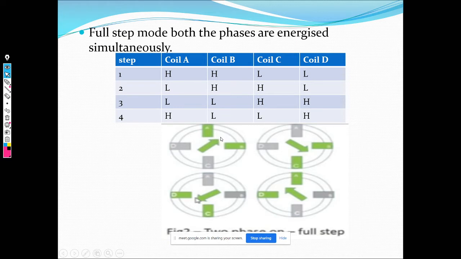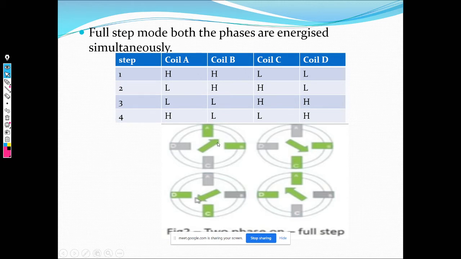Let us assume that initially you're charging A and B with the same poles. If A is north, B is also north. The south side of the rotor magnet is going to be attracted equally to both A and B, so it is going to take this middle position. It's going to point in this way.